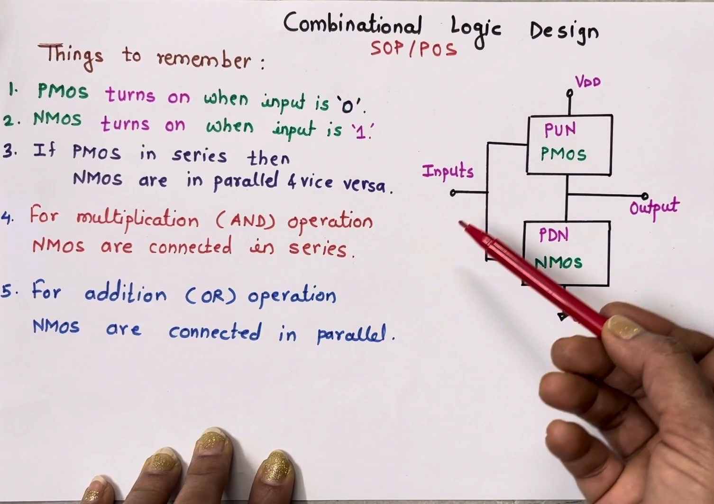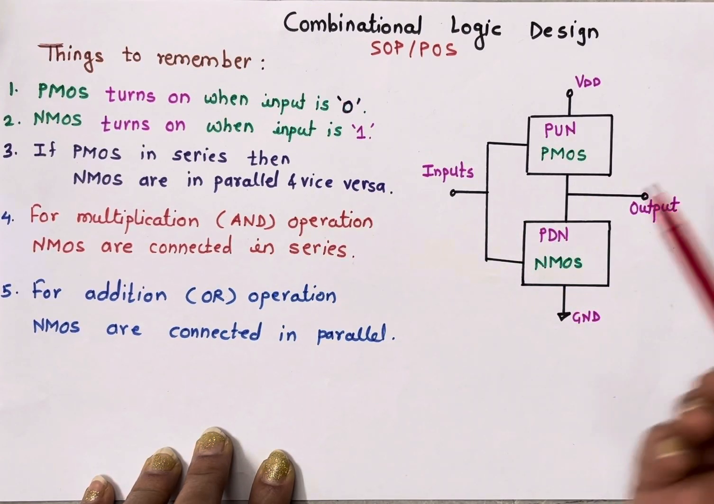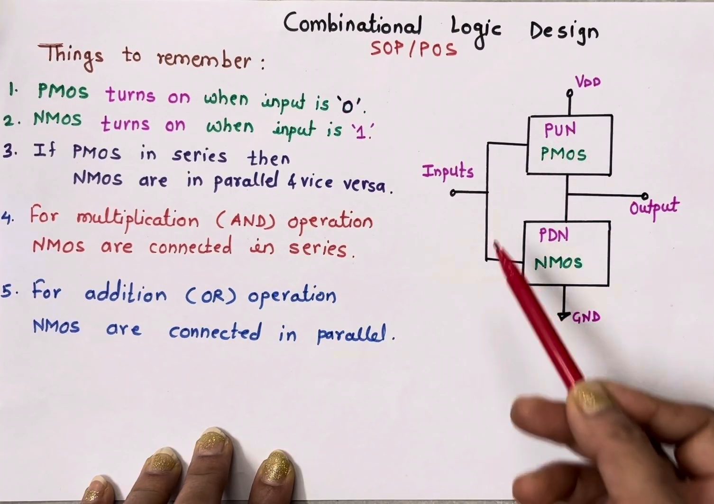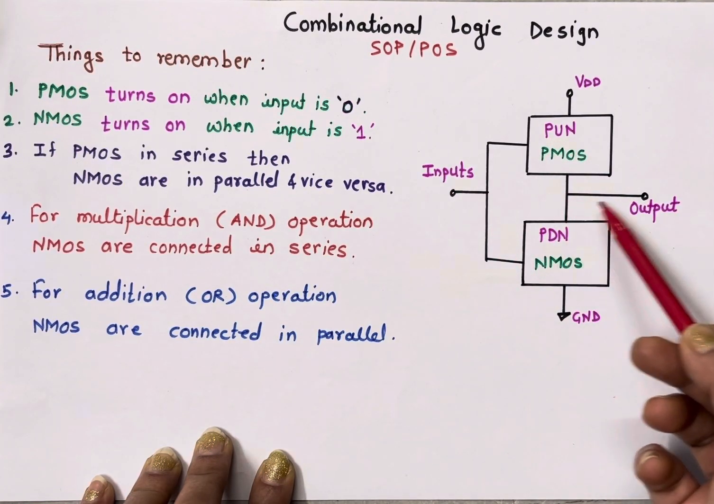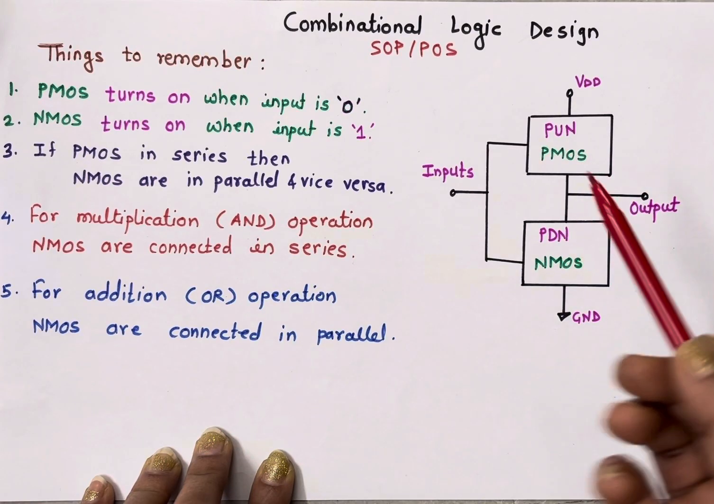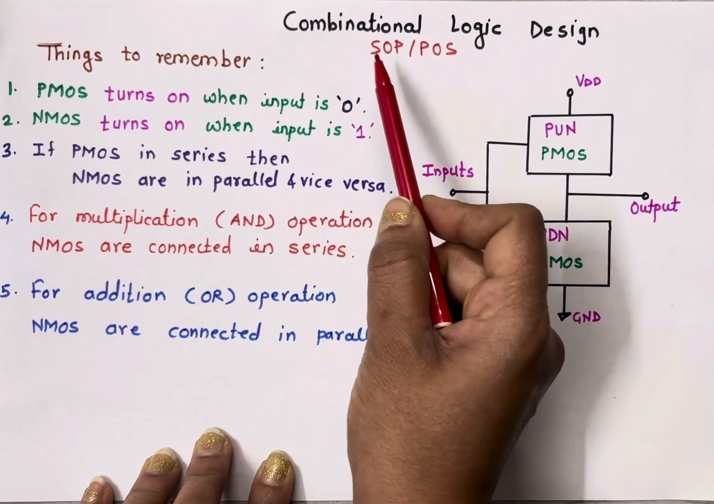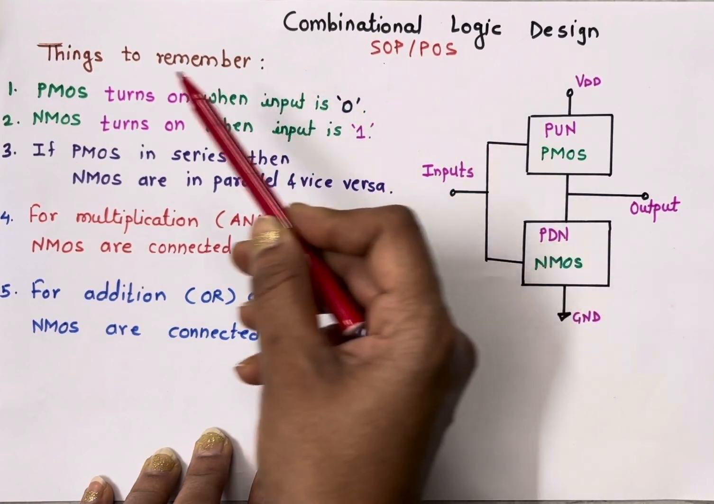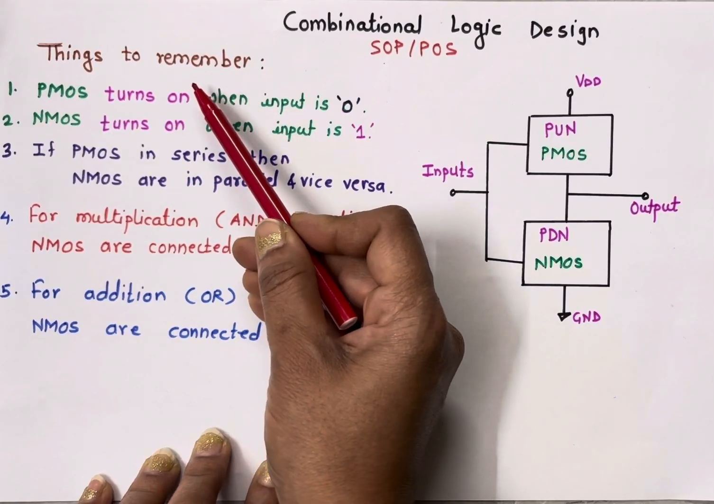Whichever inputs we have, 1, 2, 3, n number of inputs, we need to connect all inputs to pull-up network and pull-down network, and we get output from both pull-up network and pull down network. So as I said, we can implement combinational logic using sum of product or product of sum. So we must remember a few rules.